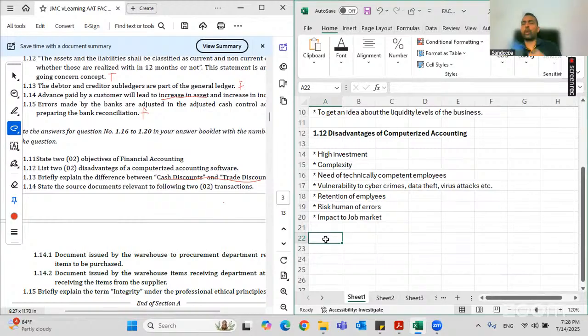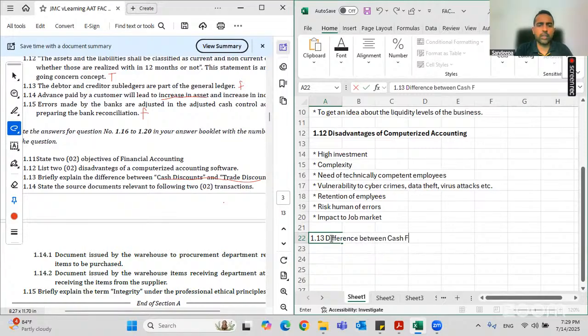All right. Before I move on to 1.13, okay, the mathematical. Right. 1.13. Briefly explain the difference between cash discounts and trade discount. Difference between cash discounts and trade discount.